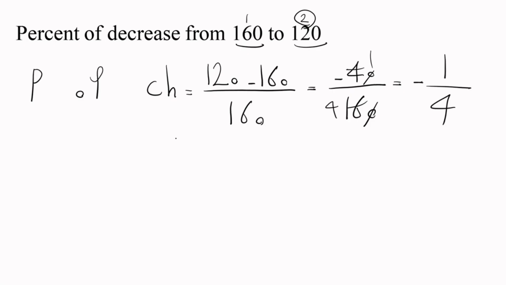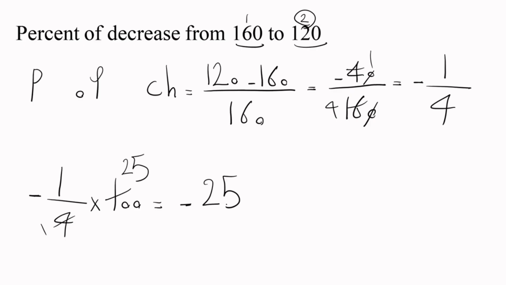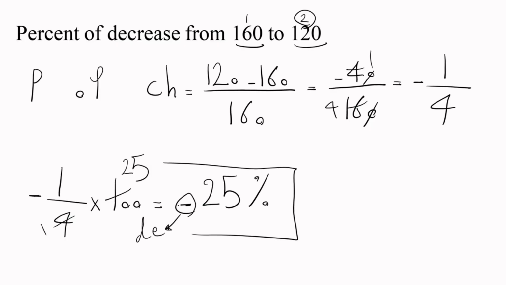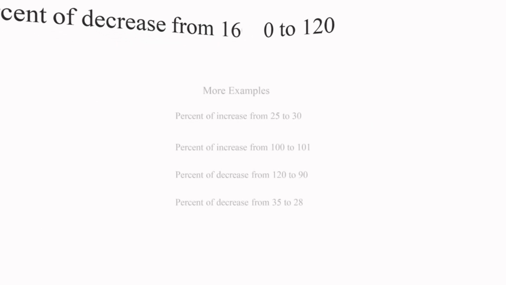Should I leave it? No, I need percent. I have a number and I must multiply it by 100 to reach a percentage. It's going to be, I can simplify it by 4, 1, 25, minus 25. And do not forget the percentage symbol. Because I have a negative sign, it's showing a decrease. And if you pay attention to the numbers, you will realize that it would be a decrease.